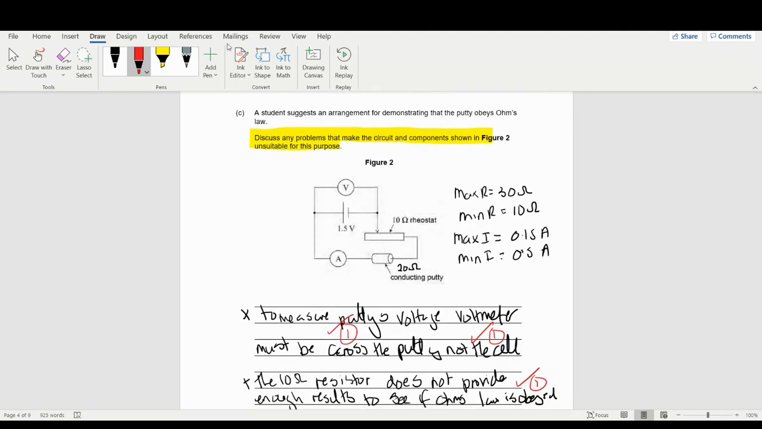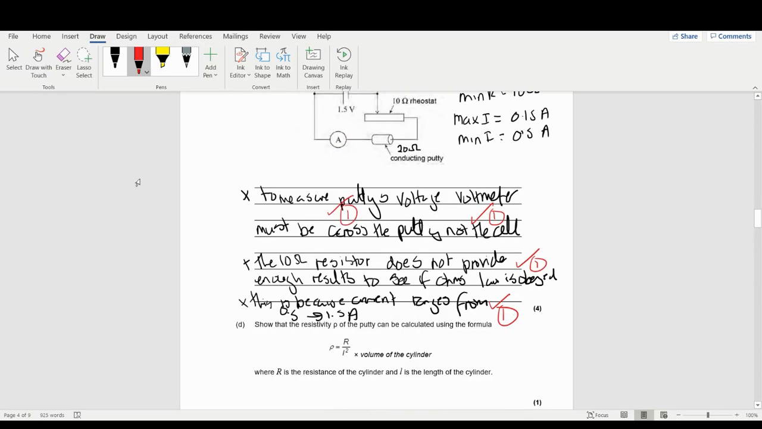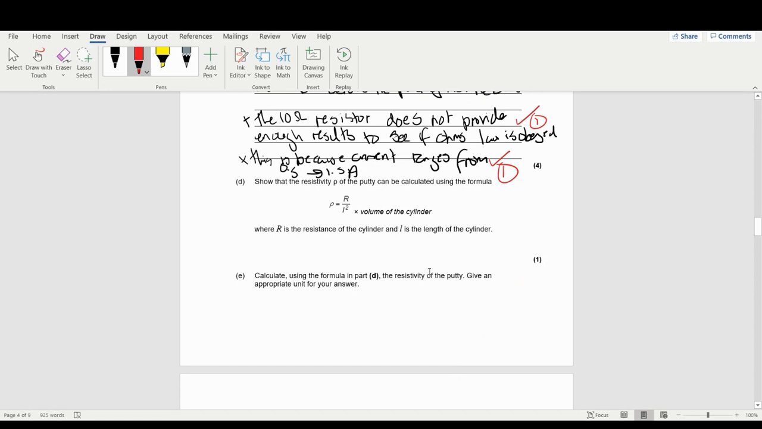So if they ever ask you, what's the problem with this thing? Look at how many results you can get. What's the minimum value you could have got, and what's the maximum value you could have got? And have a look at that. But a lot of people got the first bit, so 2. The second bit was a bit hit and miss.